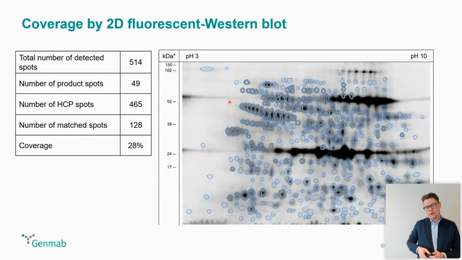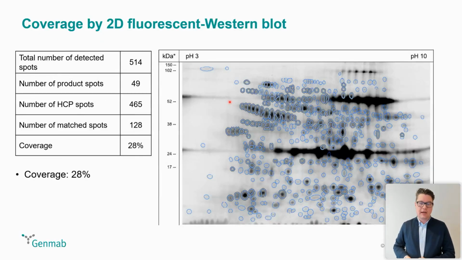And what we saw were very different results. So this is the more classic 2D gel approach with a Western blot. And here you ended up having a coverage number of about 28%. So in that light, our reagent didn't look very good.